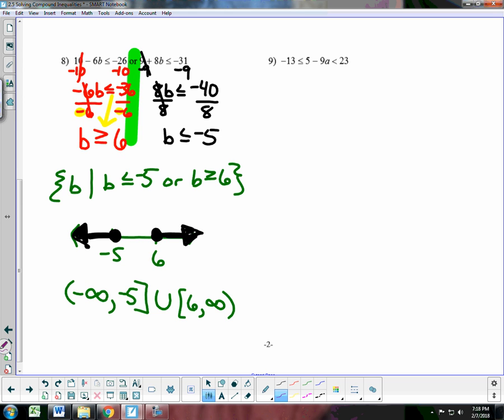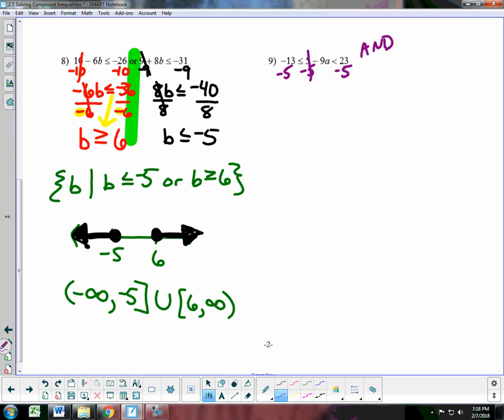Okay, now we haven't seen one of these in a little bit. This is an AND situation, mostly because there's no OR. There's no word OR, but also because it's written in this long one inequality. We're trying to get a by itself. We're going to do a two-step in this case. So the way we have to get rid of the negative 9 and the 5, we have to cancel out that 5 first by subtracting 5.